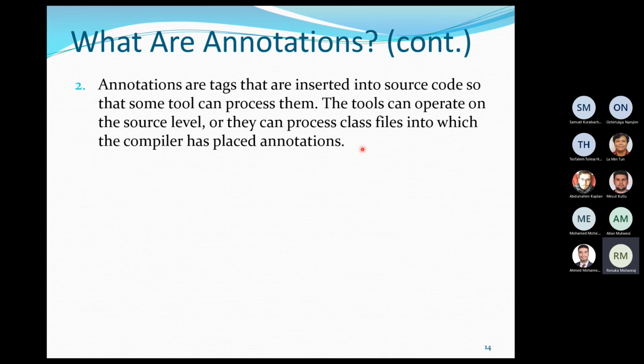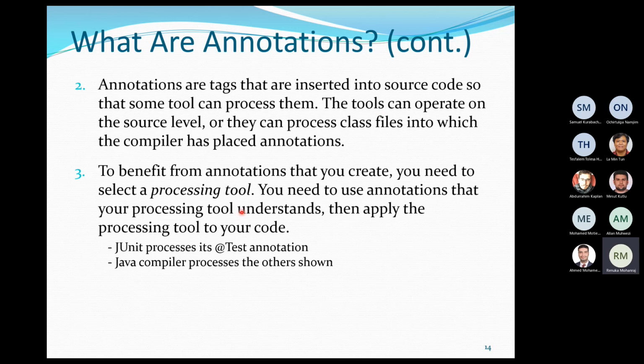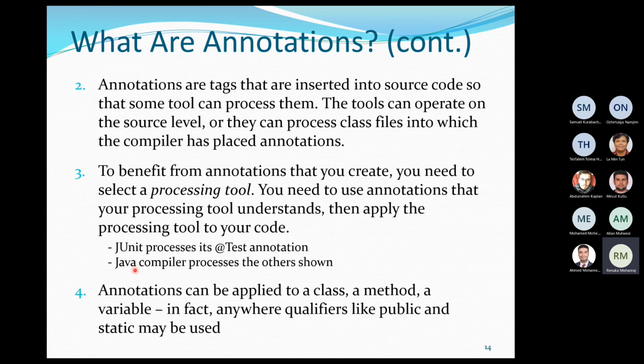So it will verify where you place the annotations. To get the benefit from the annotations you create, you need to select a processing tool. For example, @Test is processed by JUnit, and when I use @Override, it is processed by the compiler. The best example is @Test is processed by the JUnit tool and @Override is processed by your compiler. So some tools should be there. Annotations can be applied to your class, your method, or variable. Wherever you want, you can specify the annotations.